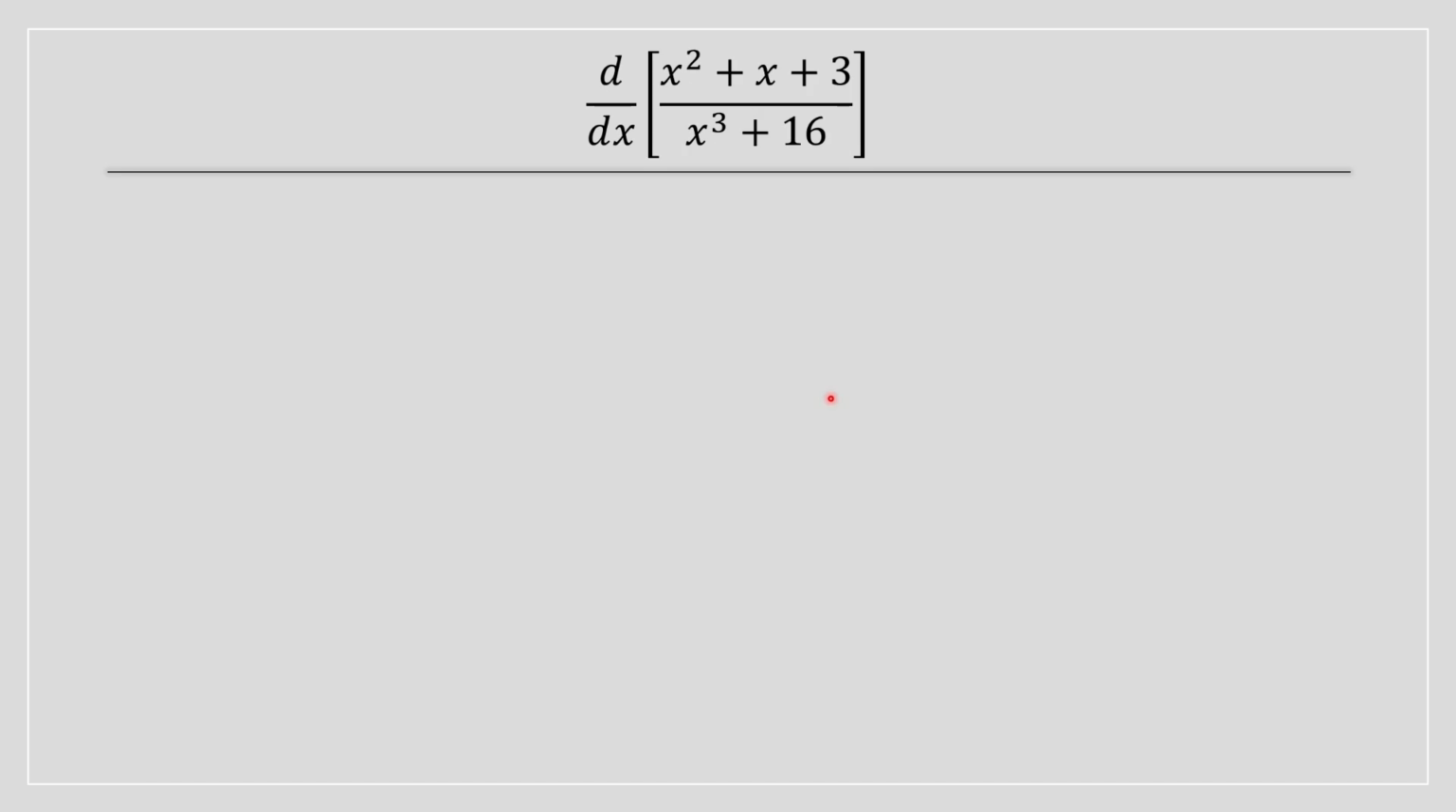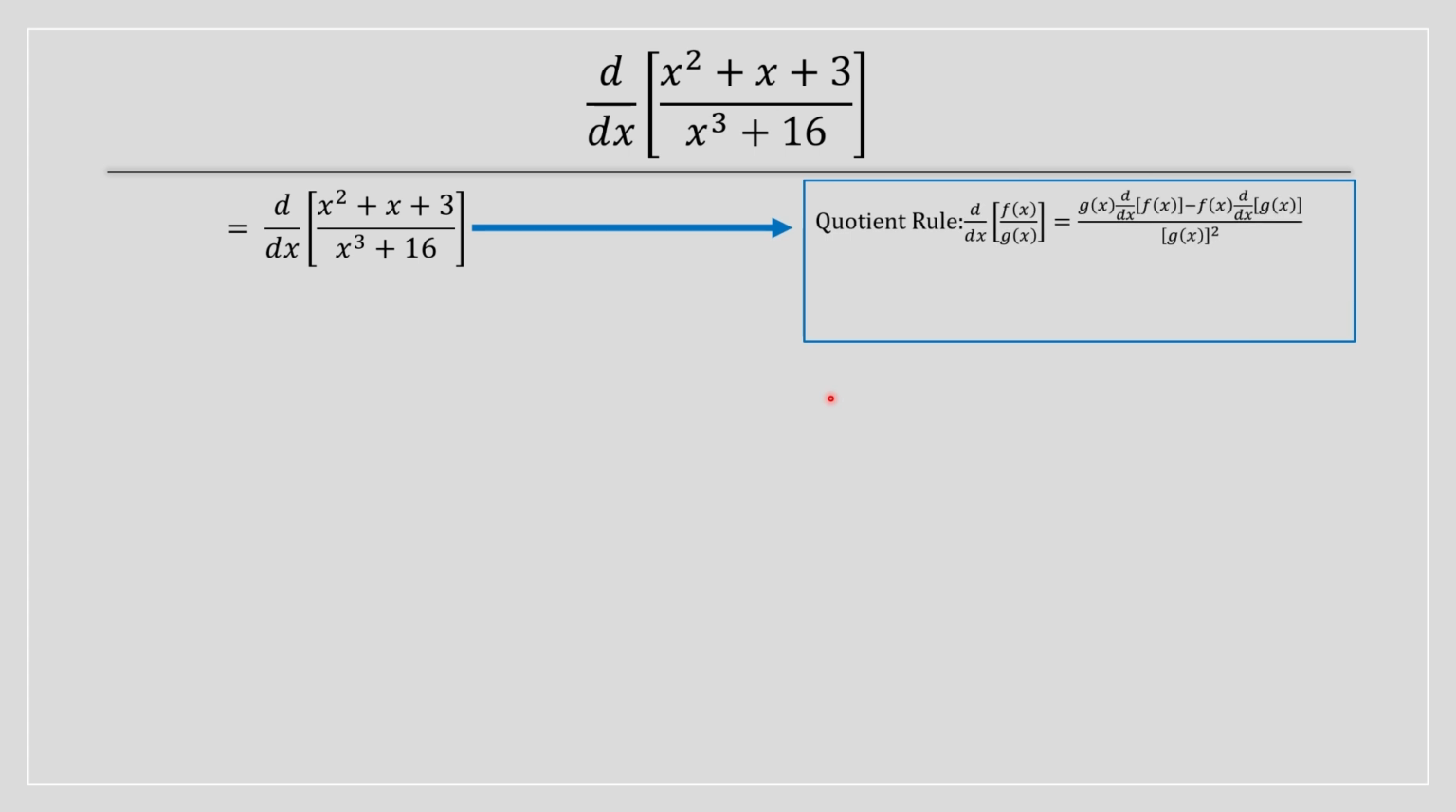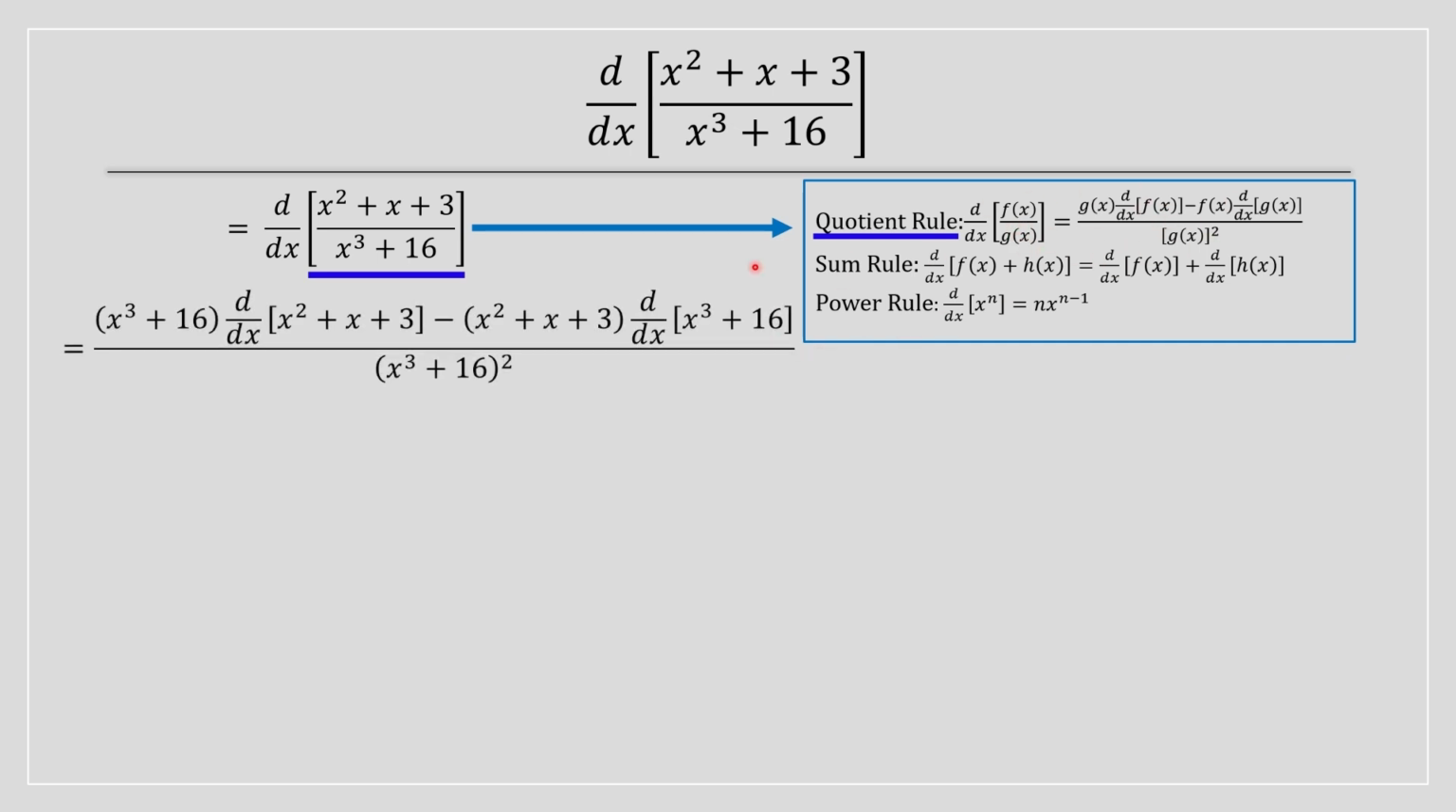Question 16. So here we have to apply a new rule, which is called the quotient rule. And how do we tell it's the quotient rule, you might be asking? Well, this x squared plus x plus 3 is represented by f of x over here. And at the bottom, we have x to the power of 3 plus 16, which is represented by g of x. And over here, it looks very familiar to this guy over here. So we're going to apply this rule. And once we apply it, we get this thing over here. It's pretty big.